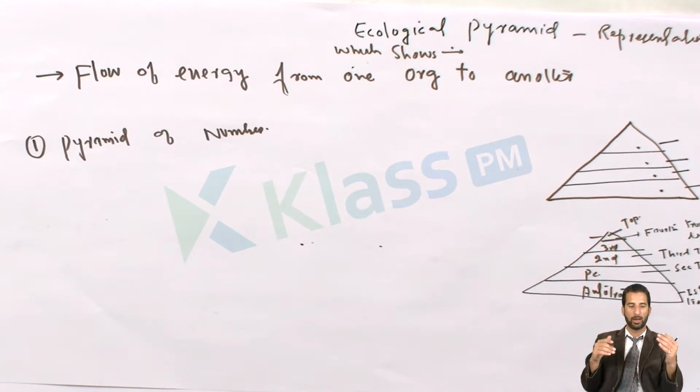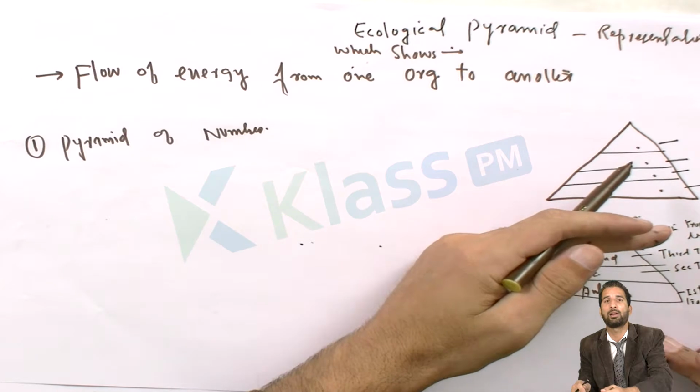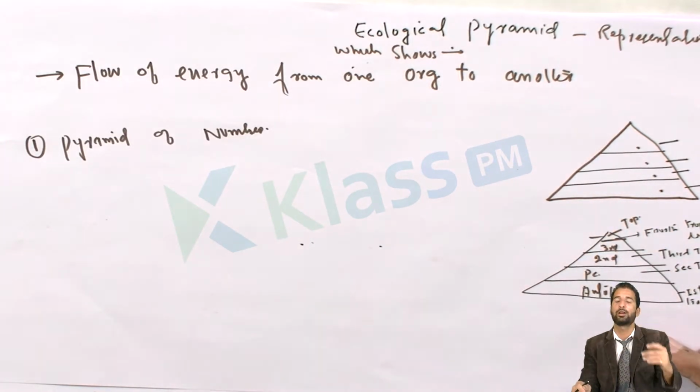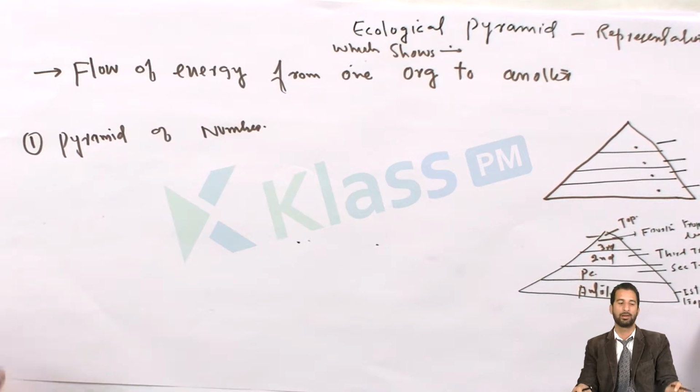So according to the pyramid of number, how many living organisms are there at successive trophic levels? At each trophic level, how many living organisms are there? This is called the trophic pyramid of number.